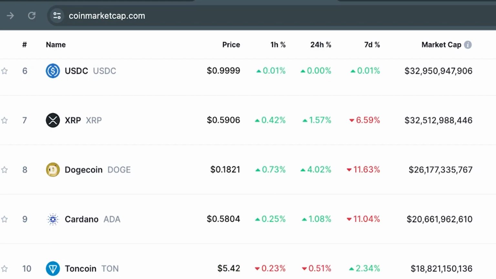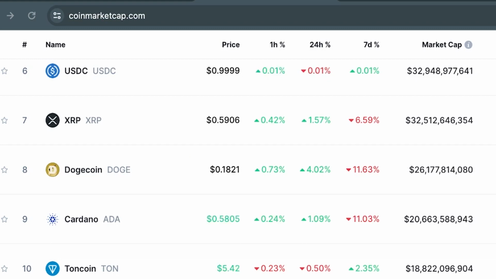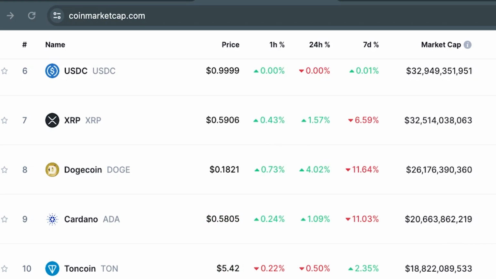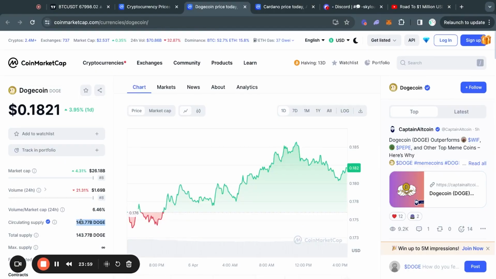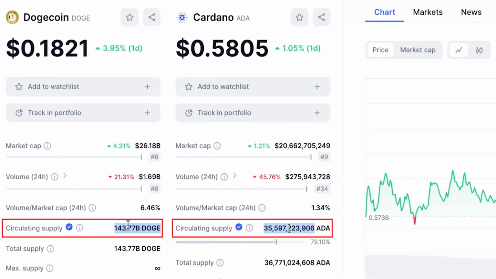Now above that, you can see that you have Dogecoin at 18 cents, but the market cap is $26 billion. So there is actually $6 billion more invested in Dogecoin. However, the price is lower than Cardano. So what this tells you is that actually there is a lot more supply in terms of number of tokens for Dogecoin than there is for Cardano.